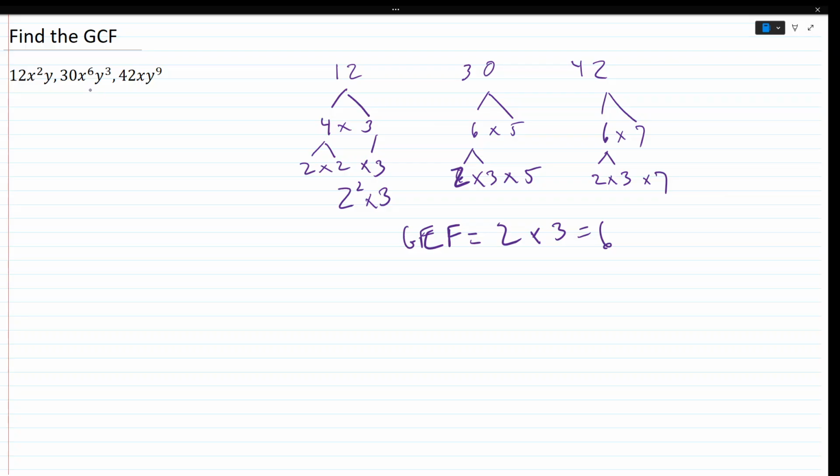Now for the variables, it's the same, except the variables are already broken down to their prime factorization. So the GCF for the whole terms would be 6, and they each have an x, they each have a y. The x shows up twice in the first one, 6 times in the second one, but only once in the third, so it's only once in the GCF. And the y shows up once in the first one, 3 times in the second one, 9 times in the third one. So it's only once in the GCF. So our GCF in this case would be 6xy.